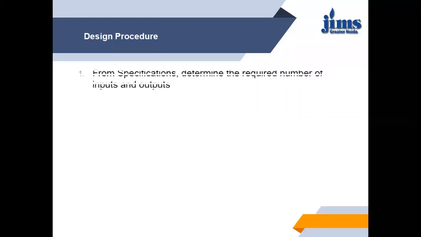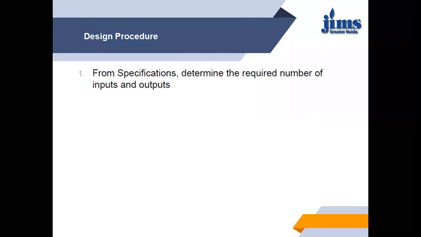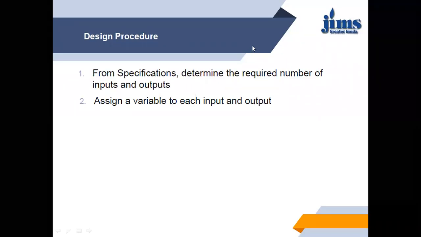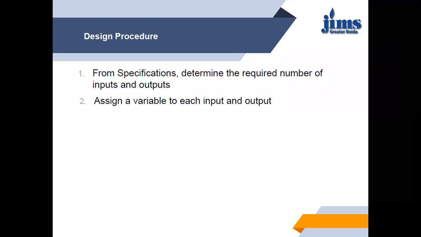Now let us take a quick view of the design process. In the design, we are given the specifications, then what do we have to do? From the specification, determine the required number of inputs and outputs. First of all, you have to find out how many inputs are required and how many outputs are required for a given specification. Then assign a binary variable to each input and output. Suppose we have assigned A, B, C to the inputs and X, Y, Z to the outputs. It may be arbitrary. You may take any variables to define inputs and outputs.